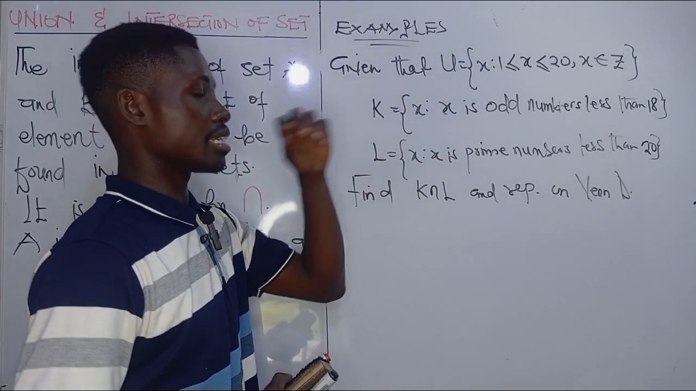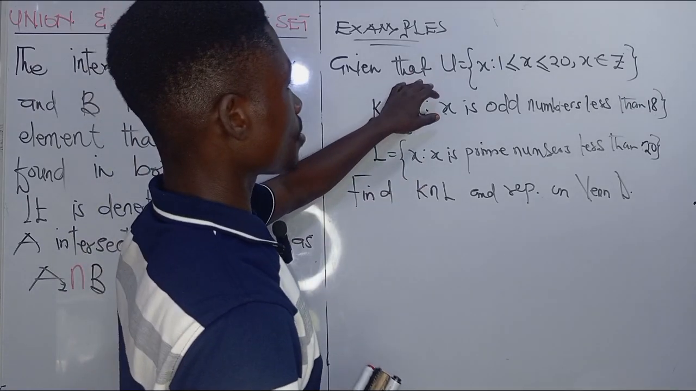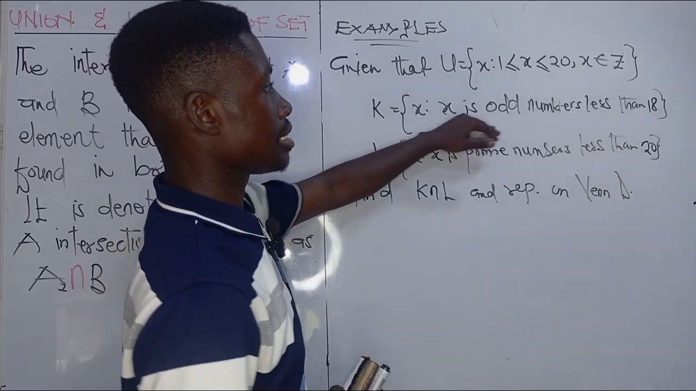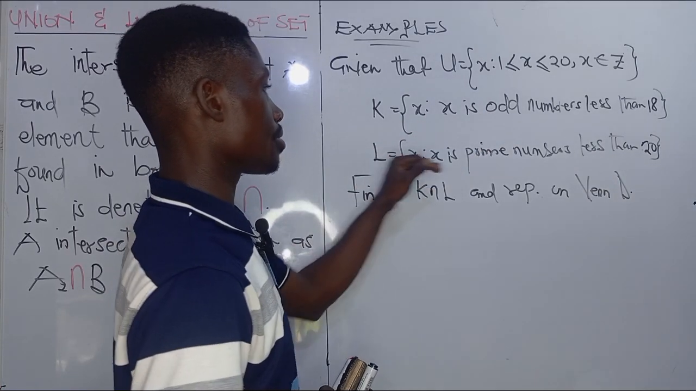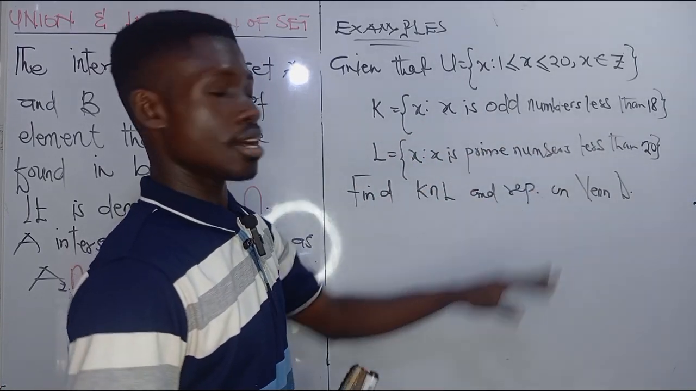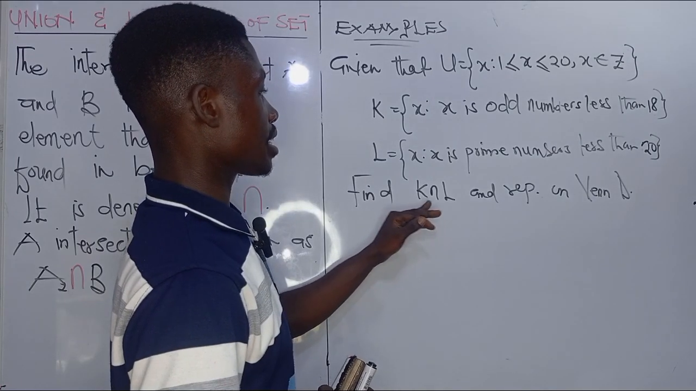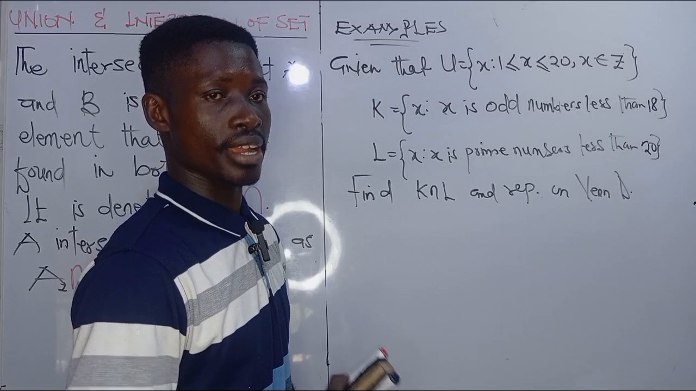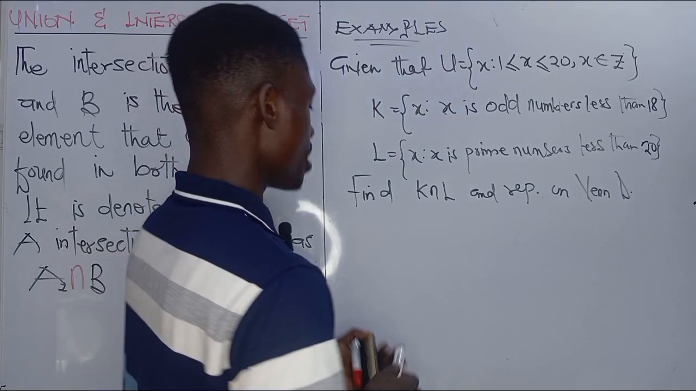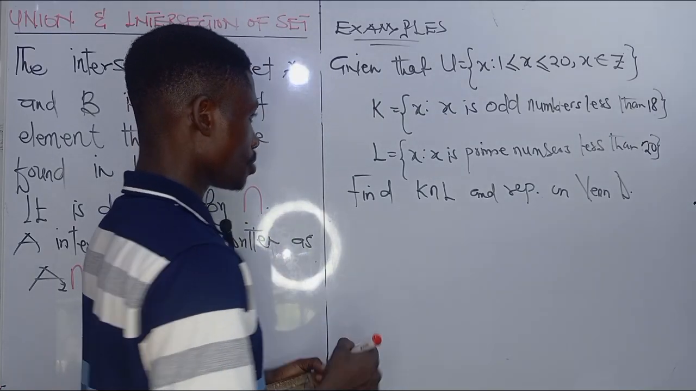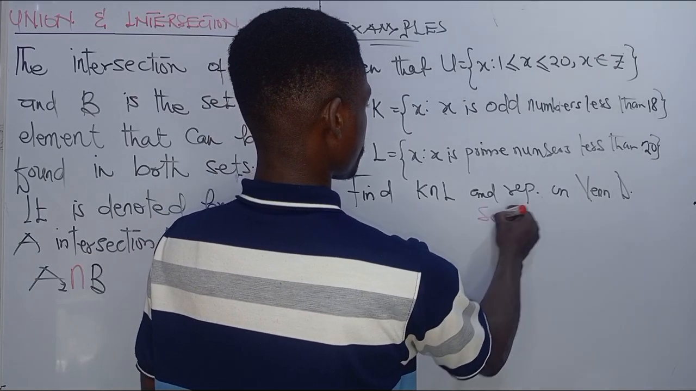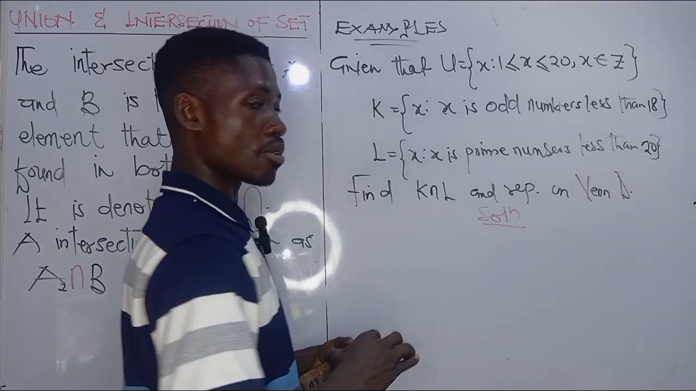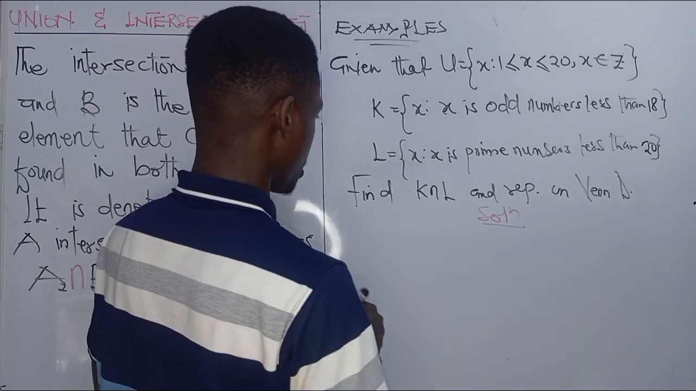So we have our second example. Given that we have set U which contains this element, we have set K which contains this element, and then we have set L which also contains this element. Our task is to find K intersection L and then represent it on the Venn diagram. So first of all, we are going to list the elements for these sets.